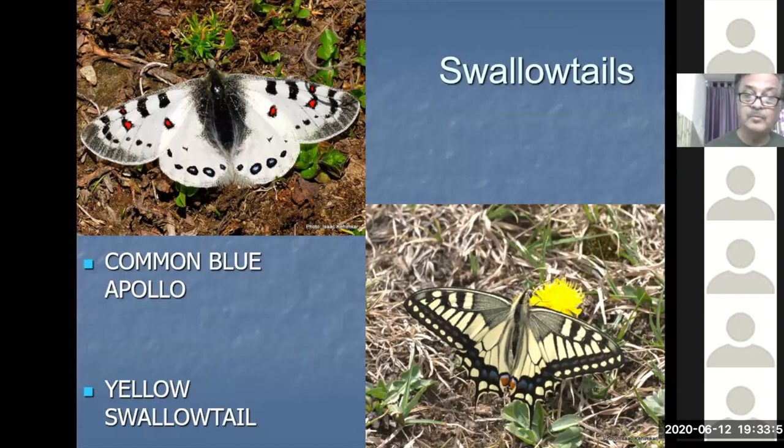Yellow swallowtail is a very common species found in Europe, Central Asia, Russia, England. Very common butterfly. Of course, there are different species and subspecies, but it's called the common yellow swallowtail. Very handsome species. But these are not Palearctic, Europe-like. They're not Oriental. As you come down the plains, you'll see different kinds of butterflies. This butterfly you will not see at lower altitude.